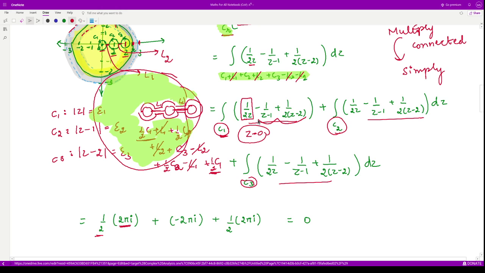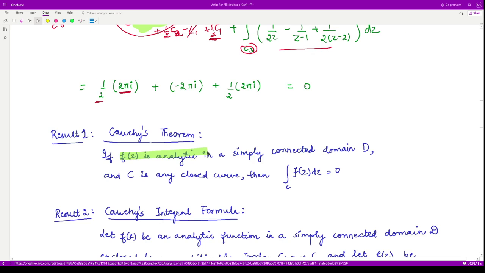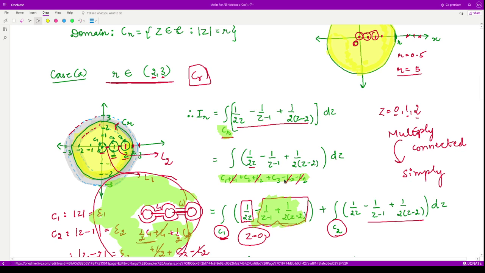Now can you see these two terms, they are analytic with respect to the curve C1. Why? Because within this region of C1, we do not have any problematic points. So that means we'll treat these terms as analytic. So according to Cauchy's theorem, if any function is analytic in the simply connected domain D, and we have converted our domain D to simply connected, their integration is 0. So the integration of these two terms would be 0, right?